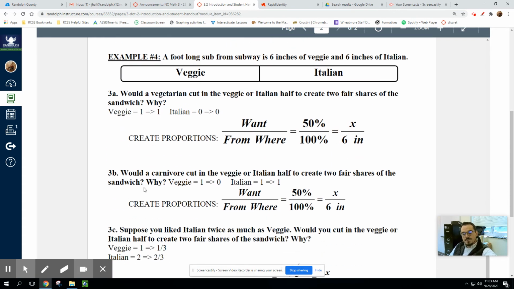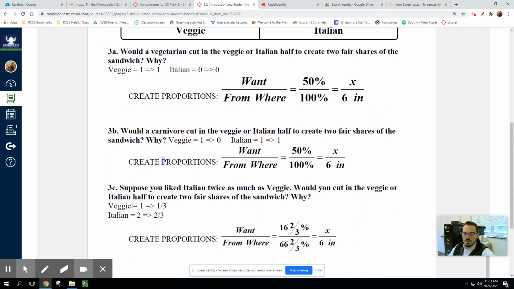Would a carnivore cut from veggie or Italian? Assuming that they don't want any of the vegetables, veggie they value at 0, Italian they value at 1. So they're going to say, we're cutting into the Italian portion because that's where we want it. So we're cutting from the piece that has more value in our opinion.